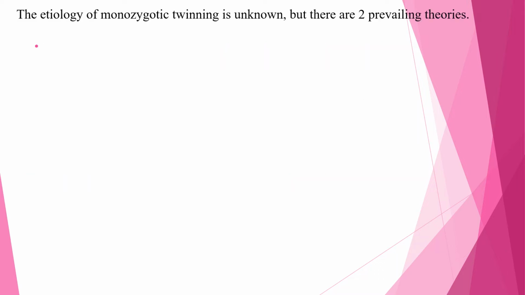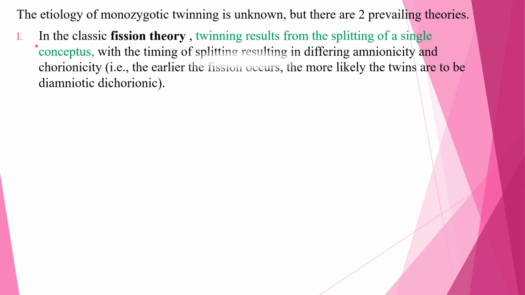The etiology of monozygotic twinning is unknown, but there are two prevailing theories. The first one is the classic fission theory. Twinning results from the splitting of a single conceptus, with the timing of splitting resulting in different amniosity and chorionicity. That means the earlier the fission occurs, the more likely the twins are to be diamniotic dichorionic.